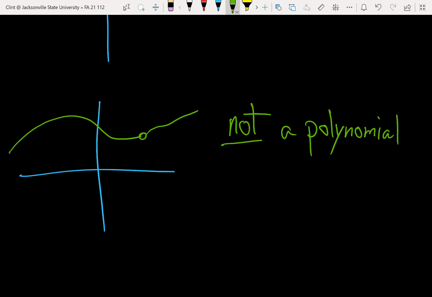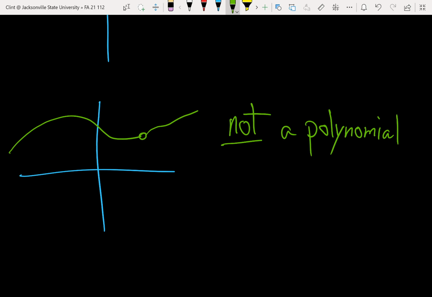So one of those big picture things that we need to know is, when we get on the far extremes of the graph, so if we go really far left on our graph or really far right on our graph, we want to know what the ends of the graph are doing. We call that the end behavior. With polynomials, we really only have 4 choices of what can happen to the ends of the graph.